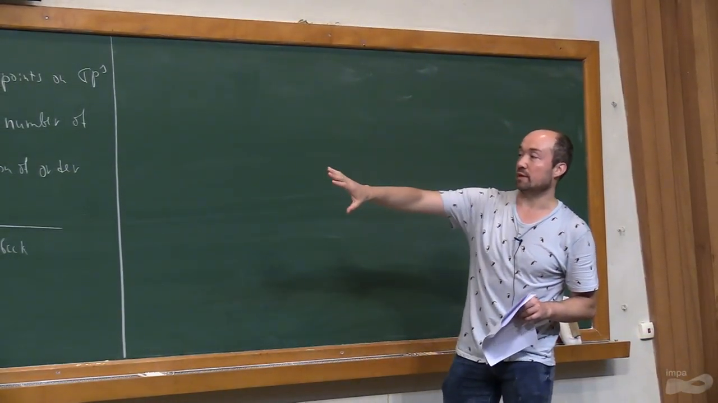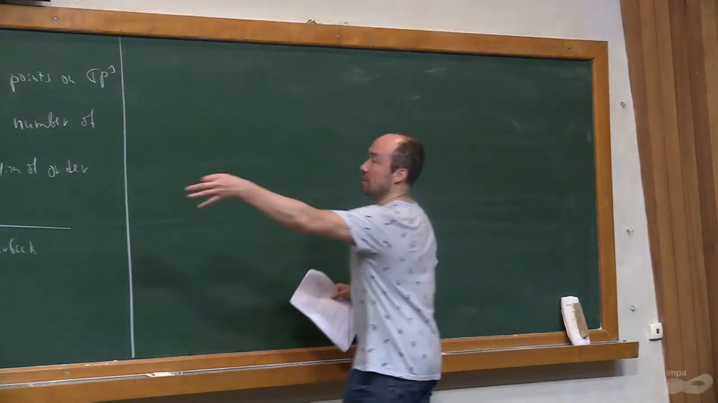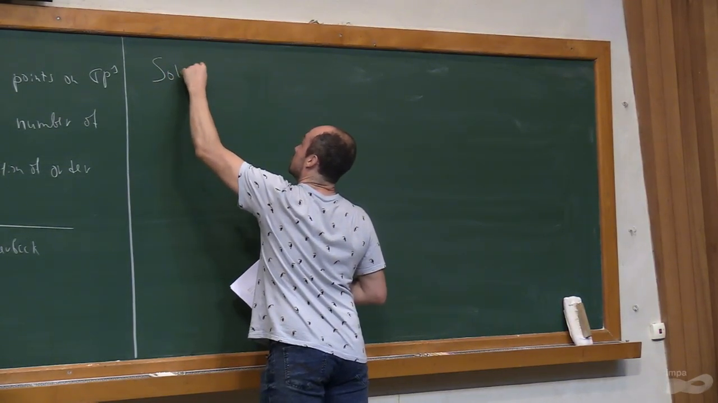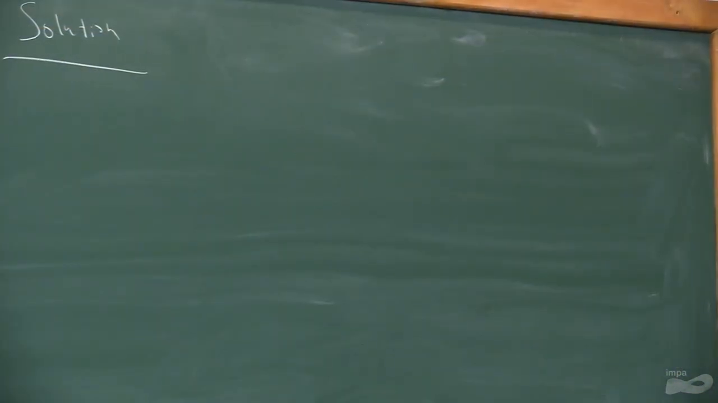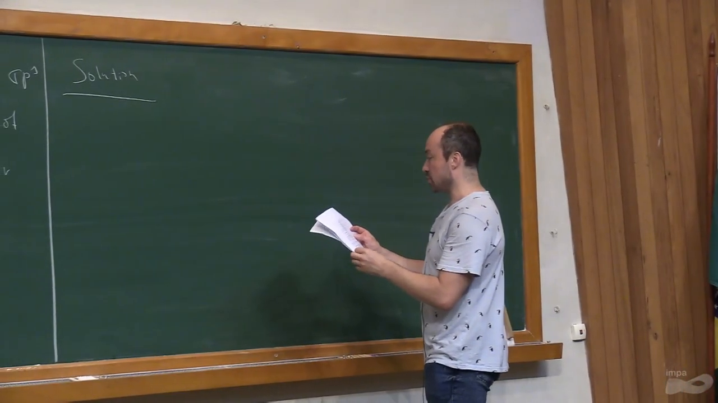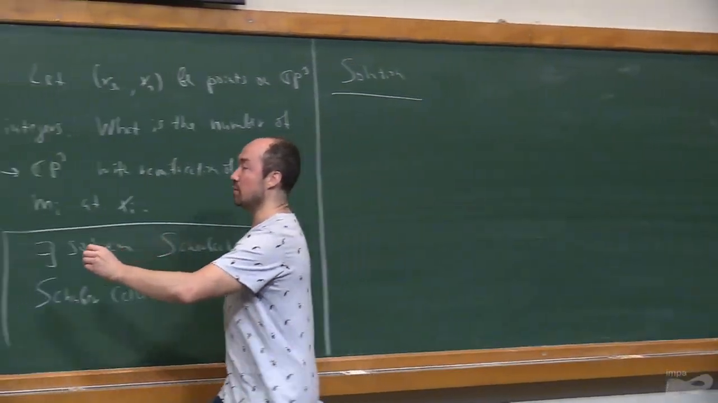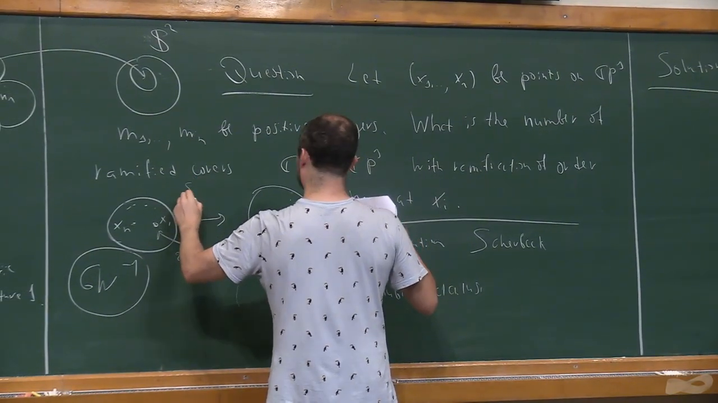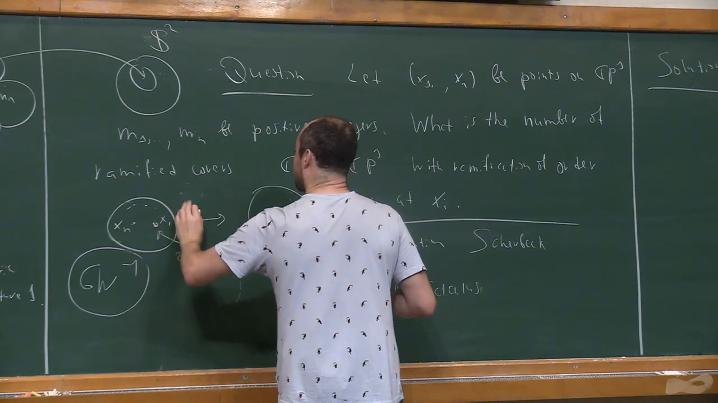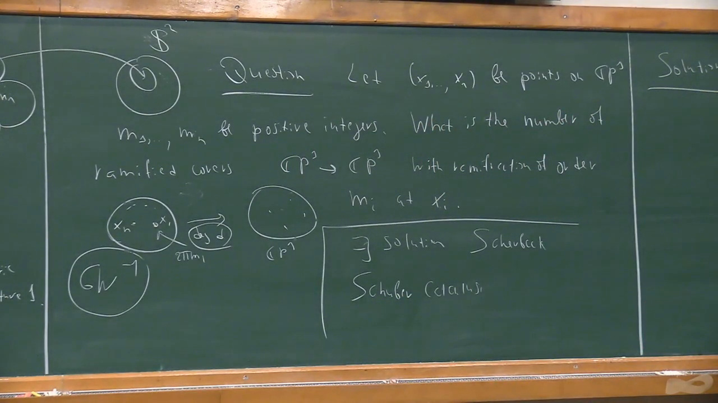So to solve this problem, to find the number of such maps, the solution will be like this. I will do this in a slightly ad hoc way, but I hope it's fine. Suppose the degree of this map is D. Let's fix it. Now, take the following objects.